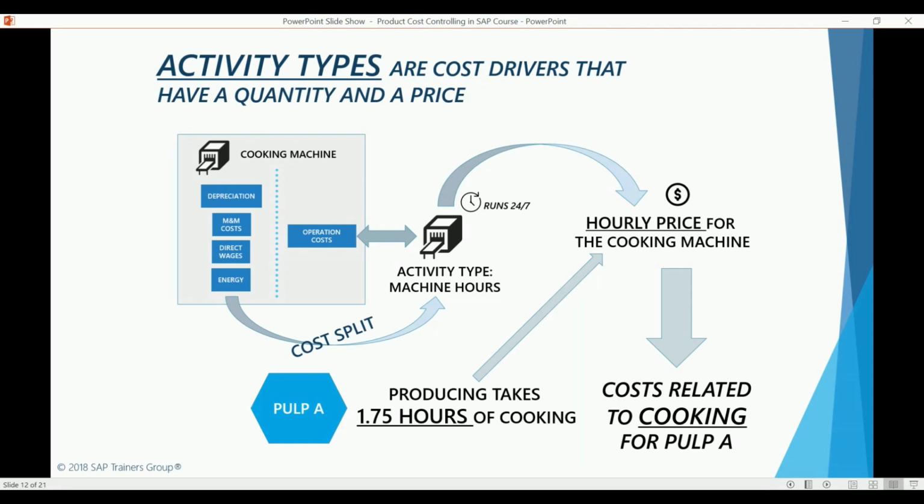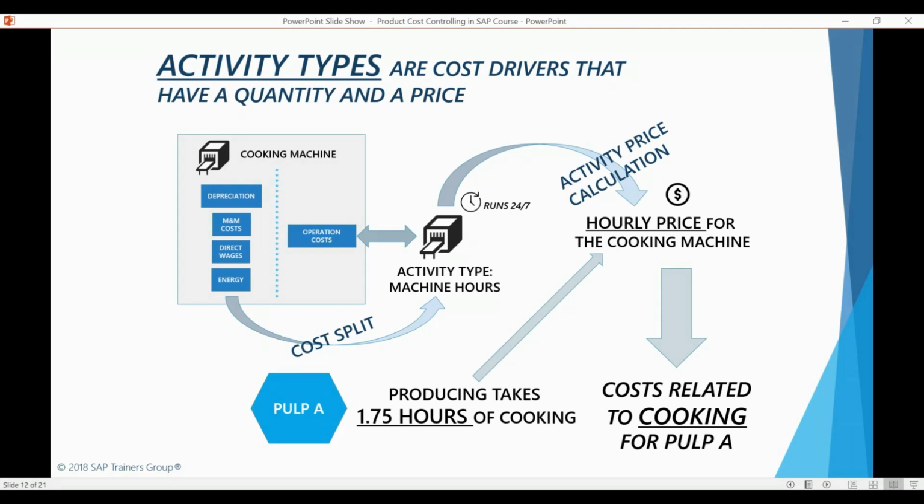between them. An activity type needs to be linked with a credit side secondary cost element. This secondary cost element is the cost element used by the activity type. In our example company, all the machines are running 24/7, meaning that we can plan that the machine will run 720 hours per month. When we know the total cost of running the machine and the hours that the machine will be running, we can calculate an hourly price for the machine.